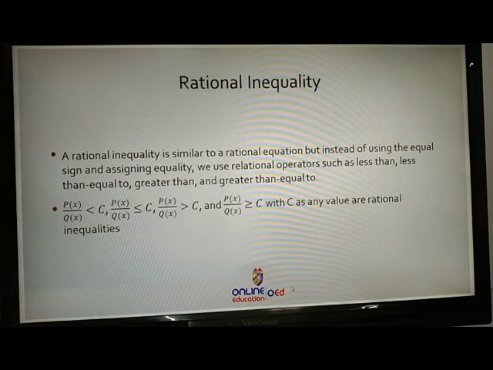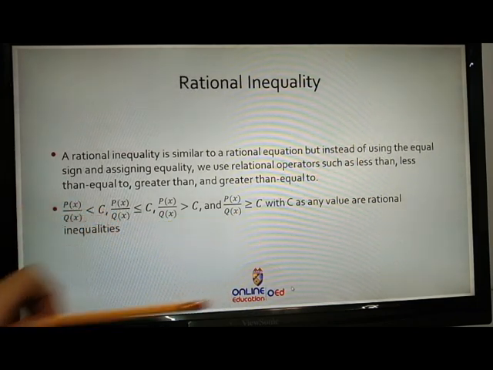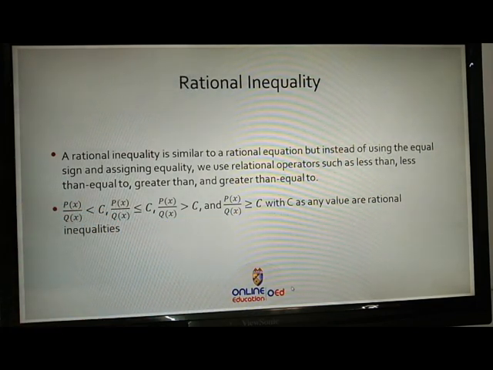Next, a rational inequality is similar to a rational equation, but instead of using the equal sign, we use relational operators such as less than, less than or equal to, greater than, and greater than or equal to. So for example, p of x over q of x is less than c, p of x over q of x is less than or equal to c, and so on and so forth, with c as any value. These are rational inequalities.